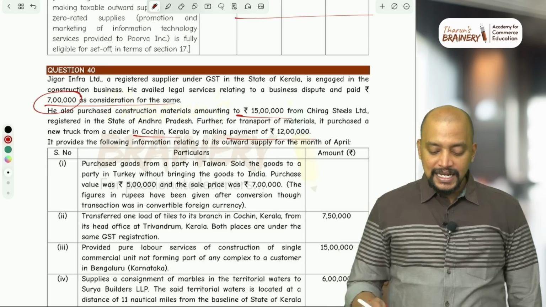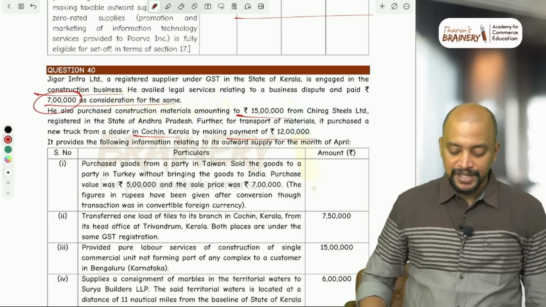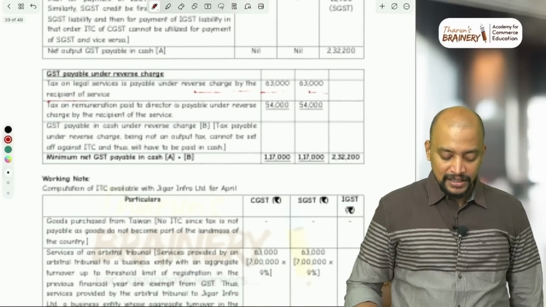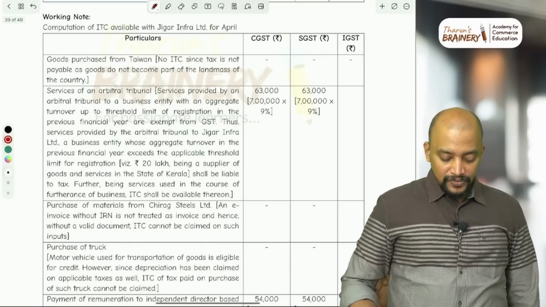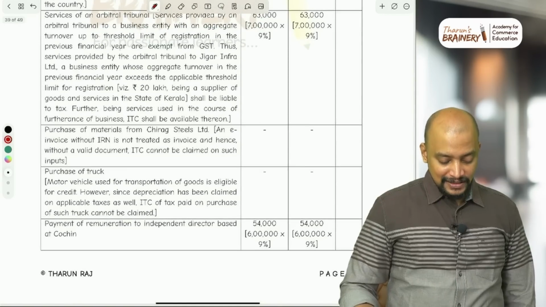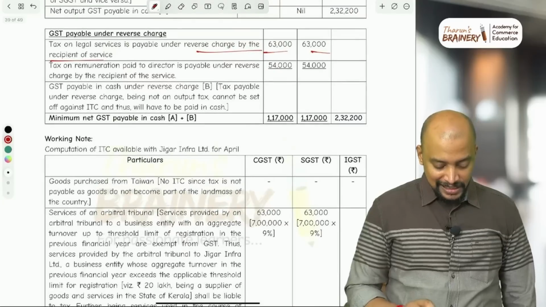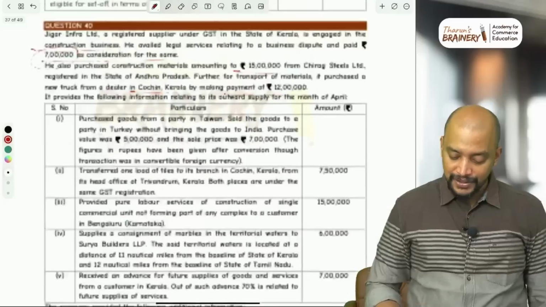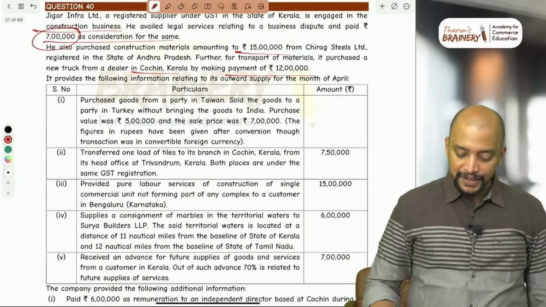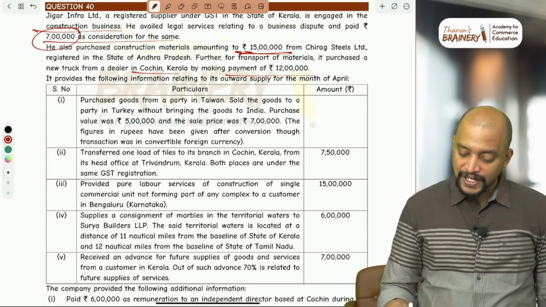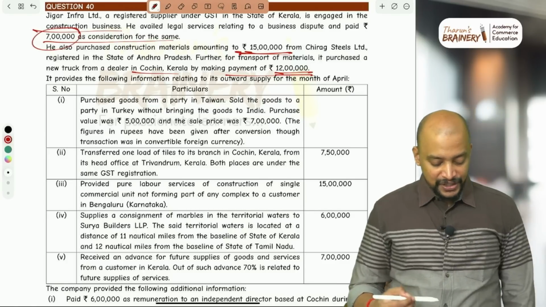So basically he is a builder, he is into the construction business. So on that 15 lakhs, you look into the ITC statement. So purchase of materials, construction materials. I think there is some extra information related to this, so we will continue with that. Construction materials point, and then transport materials, because some information will be there.